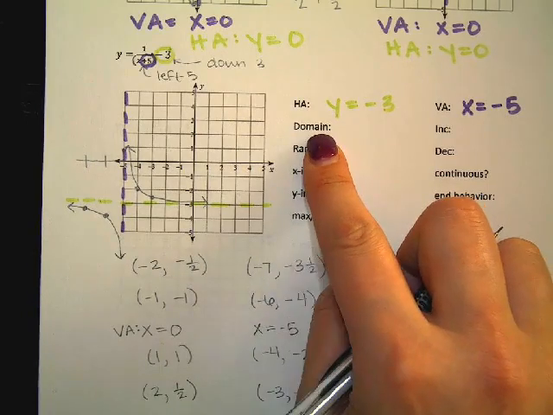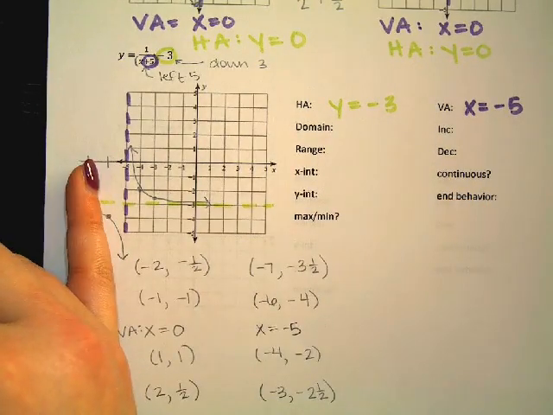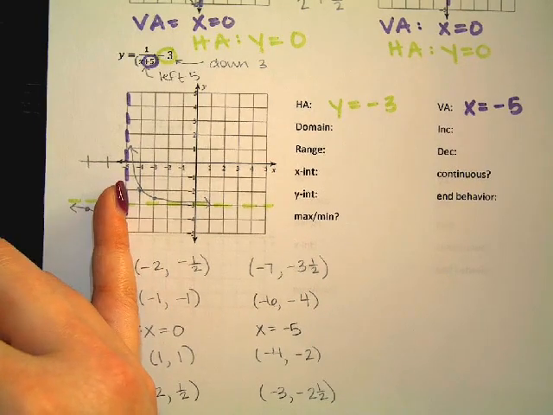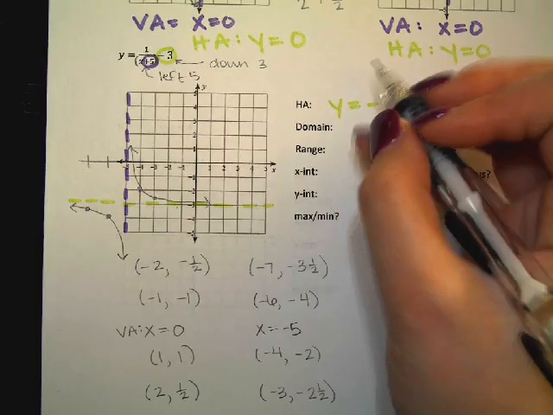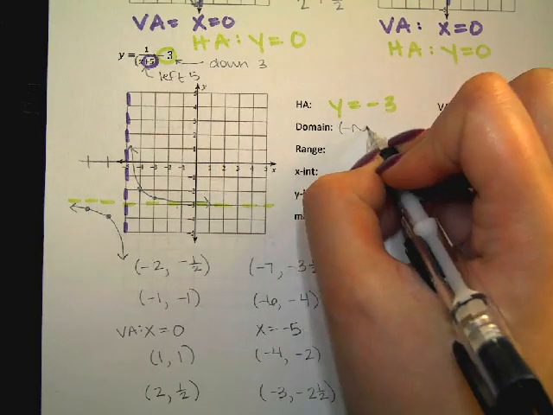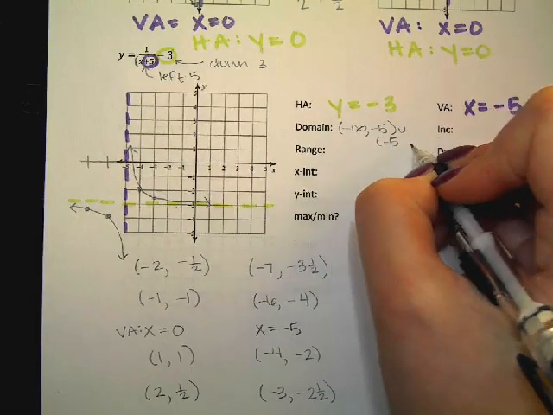All right, so domain and range are kind of interesting on these. So if we look at the domain, then we can see that we have all these x values over here, but we do not have an x value of -5. And then we have all the x values over here. So the way that we write the domain is we say we have from -infinity to -5, and then -5 to infinity.